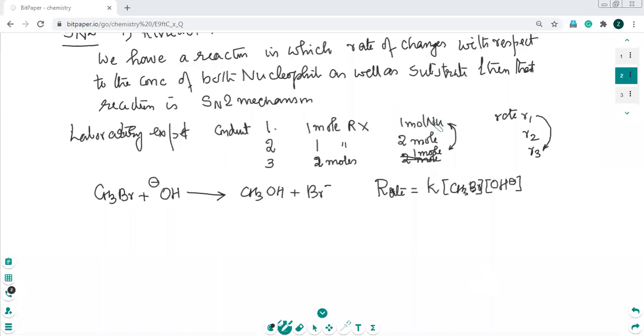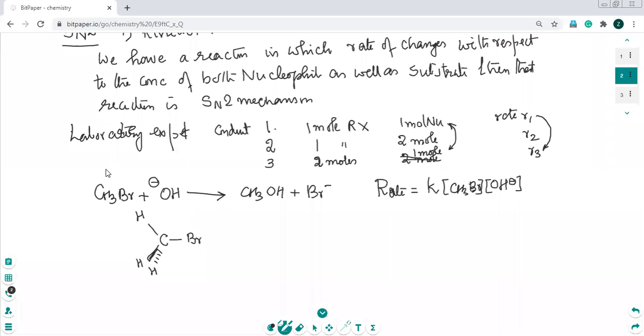Can you see now? Okay. Now this is the rate of reaction. Now what is the mechanism? I write the three-dimensional structure of this molecule: H, H, H, and Br.